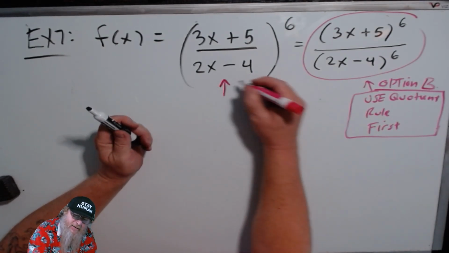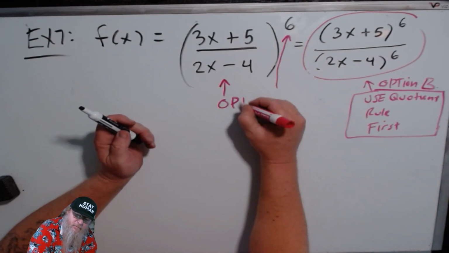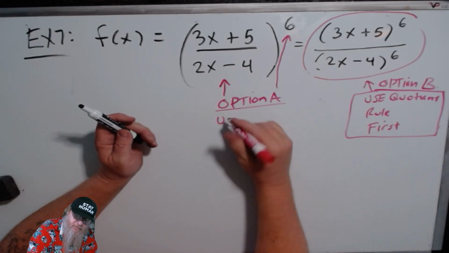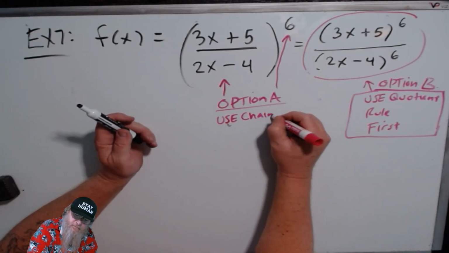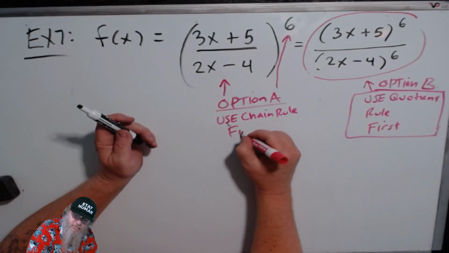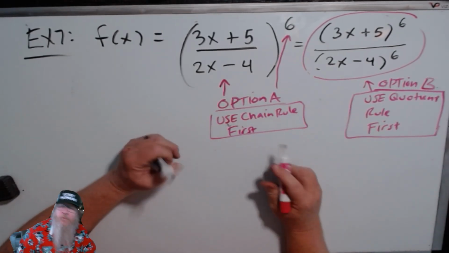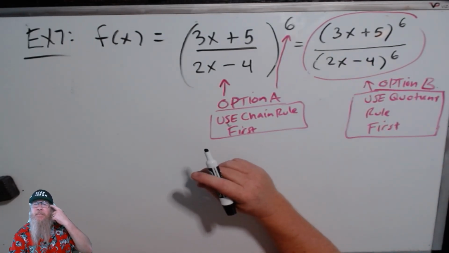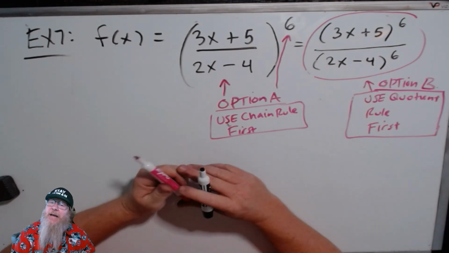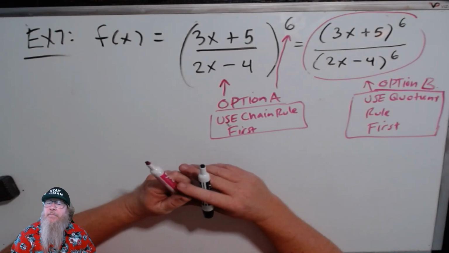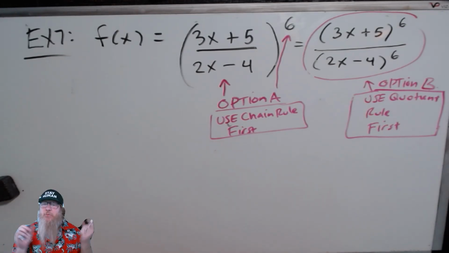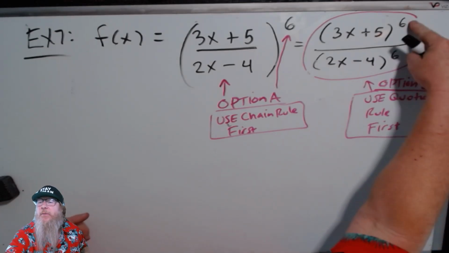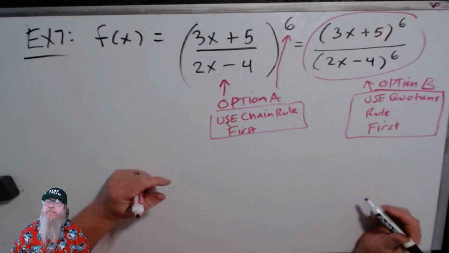Option A is to use the chain rule first. You are going to use both rules, right? And it doesn't really matter what order you do them in. In the last one, I didn't really have a choice because the powers were different. These have the same power, right? They're both going to be 6. So I have a choice.